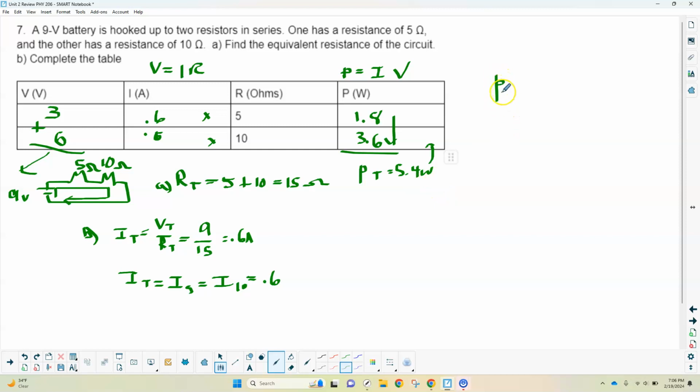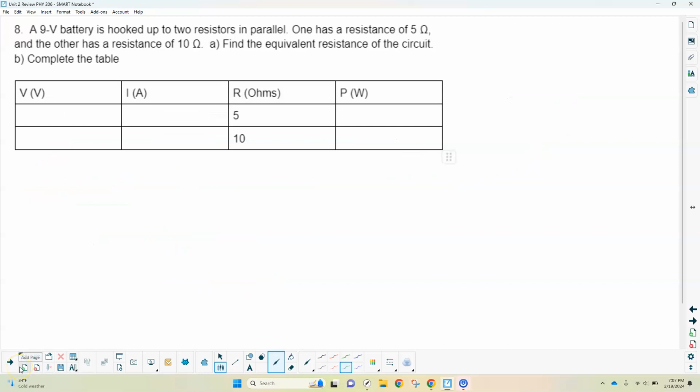If I wanted to check the total power, I would use the total current times the total voltage. So the total current was that 0.6, and the total voltage is 9. 9 times 0.6 gets you 5.4 again. So I apologize for the typo. I will fix that. The next one we have in 8 is a parallel circuit.